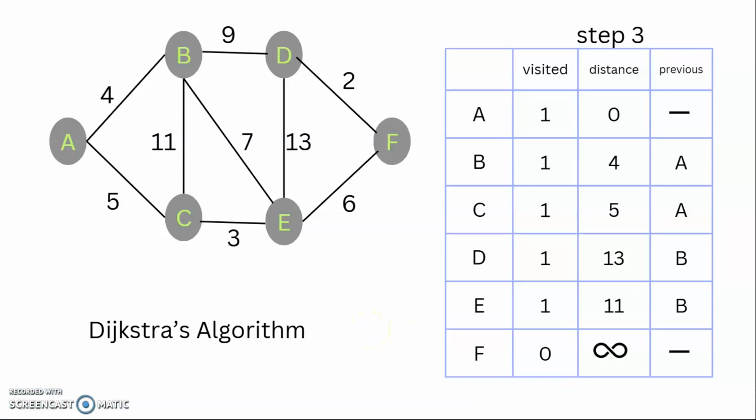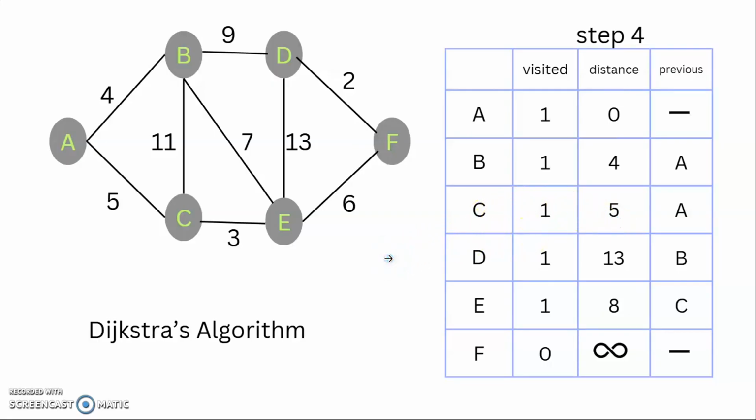Now we should consider the visited nodes. So the already visited nodes are A, the source vertex, and B is also considered. Now the remaining is C, D, E. Out of these C, D, E, remember that we should consider the node with the lesser distance. So 5, 13, 11, 5 is the least. So in the next table, I will see whether there is any single edge path from C to other nodes.